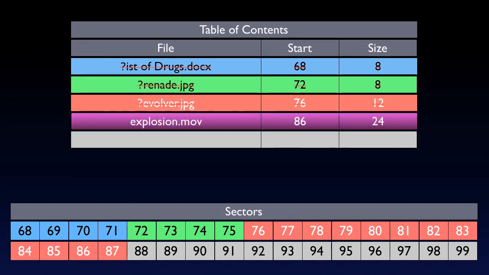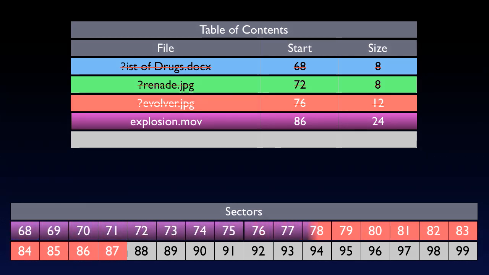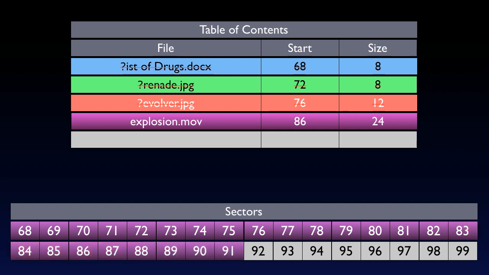So if I were to save a movie file called explosion.mov, and the table of contents says you can save this file starting on page 68 through 91 because it's 24 pages large, then we can never recover the list of drugs, the grenade picture, or the revolver picture because they've been overwritten.